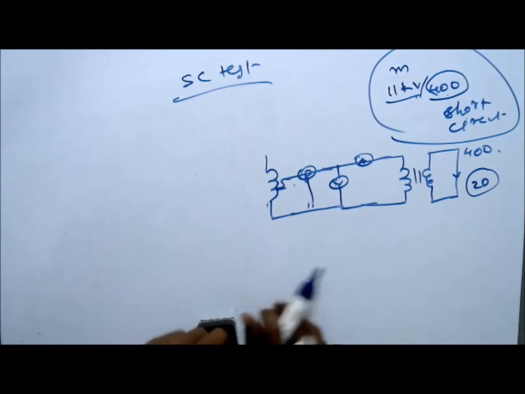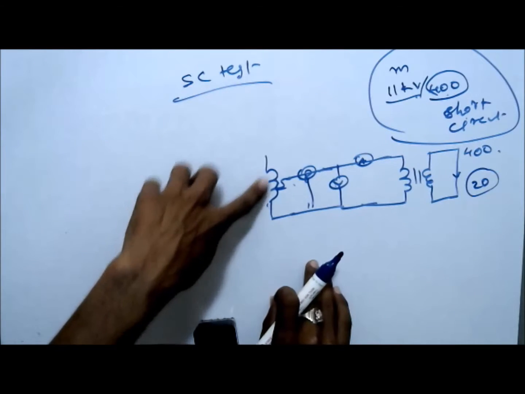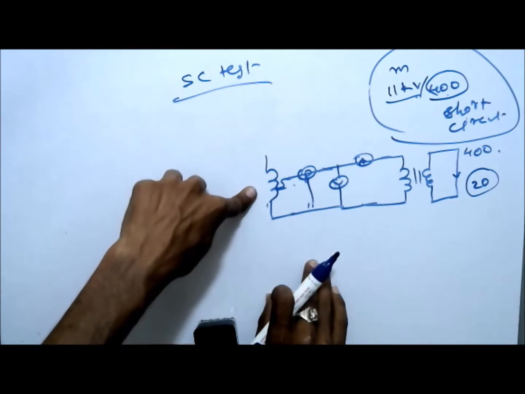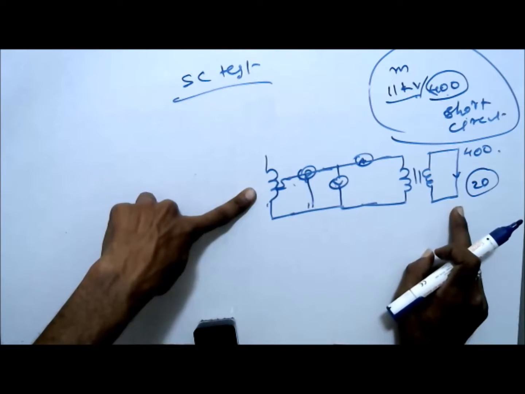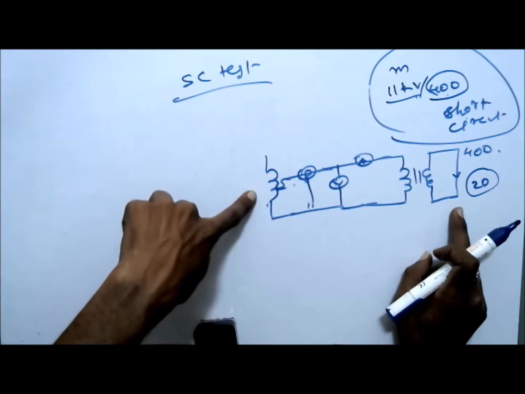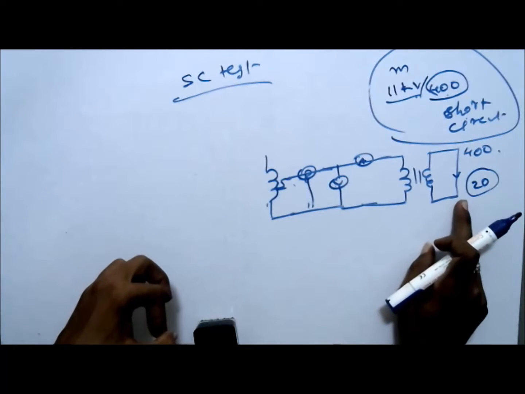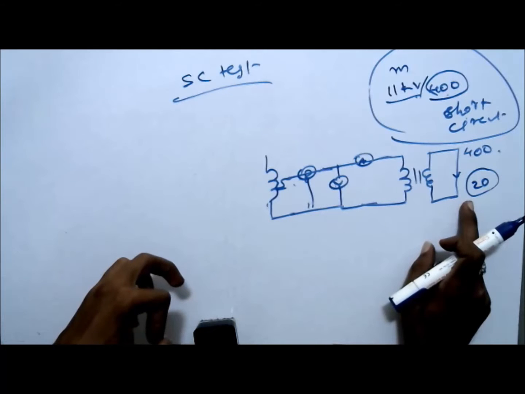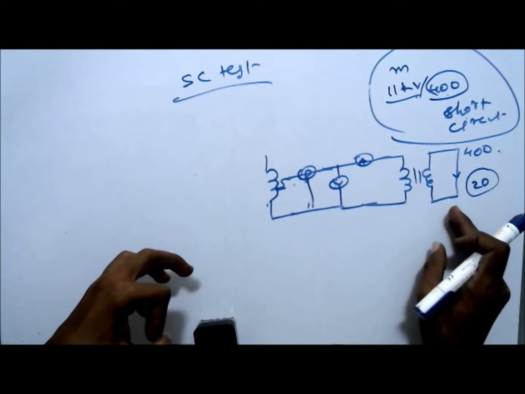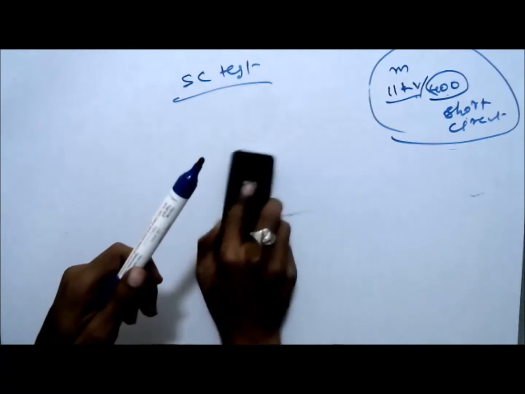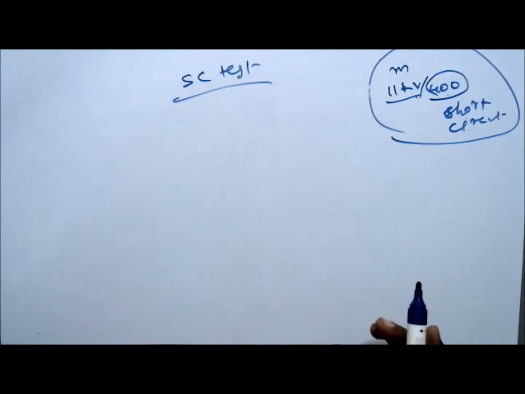So here at the primary we have a rated voltage of 11 kV, but we don't apply the 11 kV at the primary side because the secondary side is short circuited. If you apply 11 kV at the primary, this entire winding will be damaged. The current will not be 20 amps, the rated current; it will be beyond the rated current. That's why this winding will be damaged, and the entire transformer will get damaged. So that's the reason we normally apply 6 to 8% of the normal voltage.